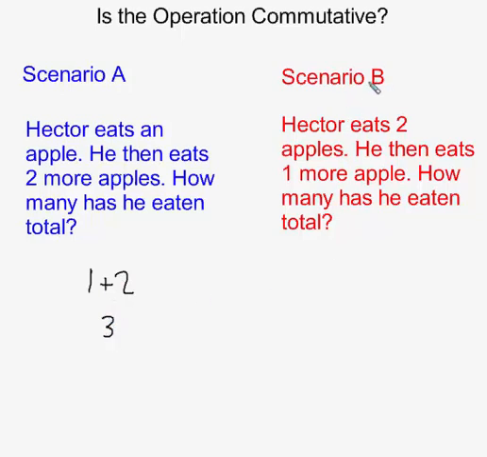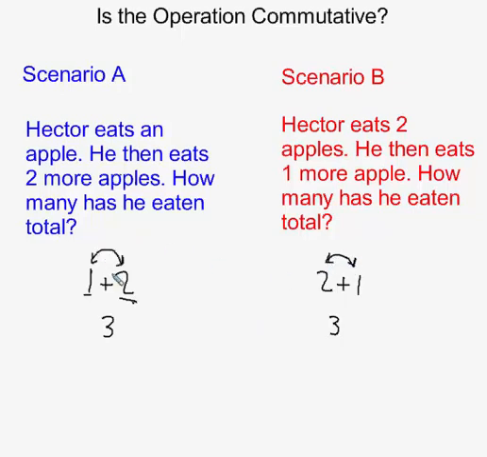Then looking at scenario B, he does it in the reverse order. Instead of eating an apple and then 2 apples, he eats 2 apples first, and then he eats 1 more. How many apples has he eaten this time? Well, he's eaten 3 again. So it doesn't matter if Hector eats 1 apple and then 2 more, or eats 2 apples and then 1 more. In total, he will have eaten 3 apples regardless of the order in which you add the two numbers.